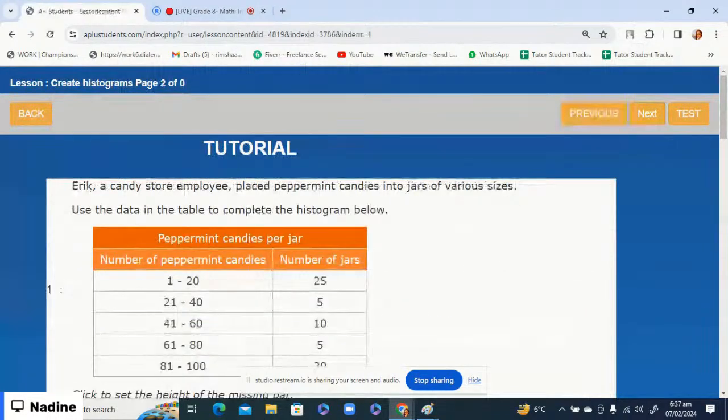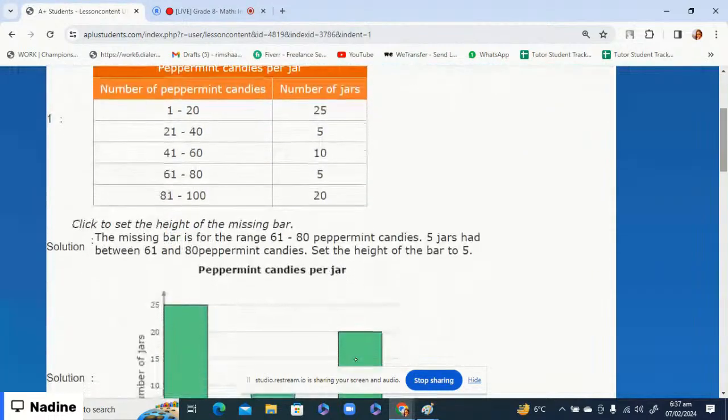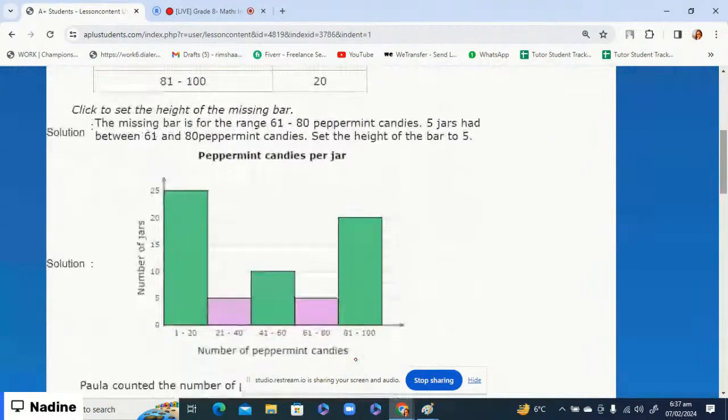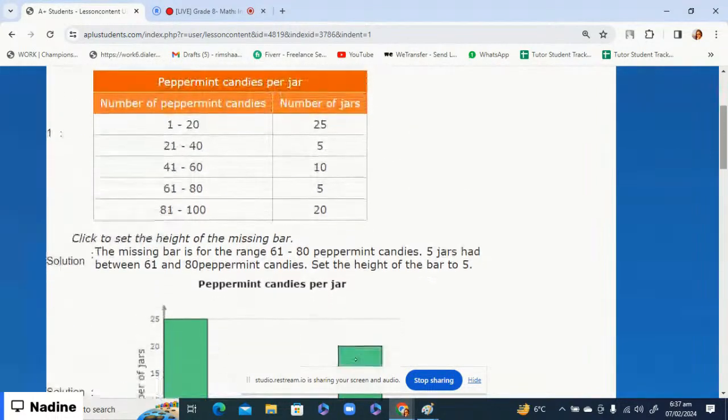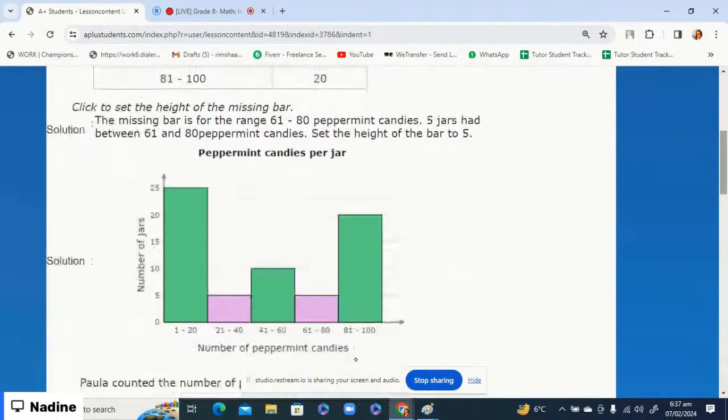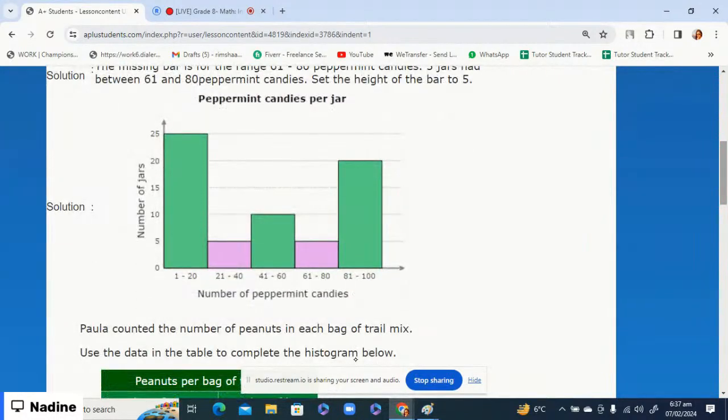Again the same thing, the table is given. Let's check from 1 to 25, it's 25. We draw it till 25. And then it's 5, it's 10. For the next, it's 5, it's 20. Like all of it we are doing.